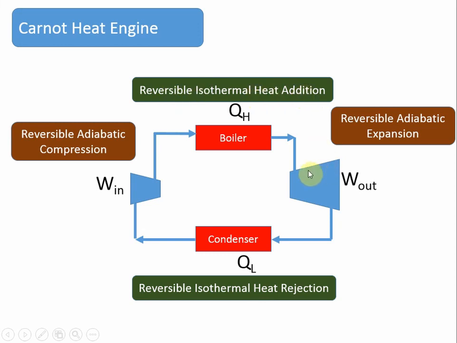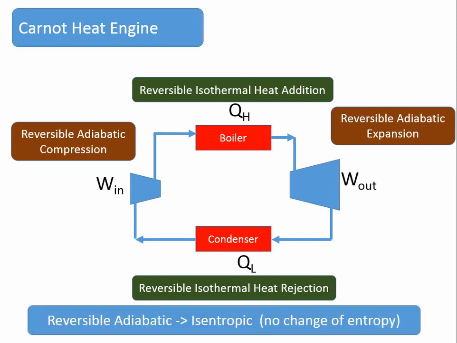Through the turbine, you have reversible adiabatic expansion. If it is not a reversible cycle, then it is only adiabatic expansion. Through the condenser, you have reversible isothermal heat rejection. Through the pump or the compressor, you have reversible adiabatic compression.